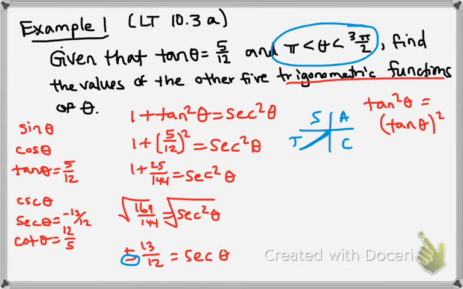Now, because I know secant, I can do the reciprocal function of that. So cosine then is the reciprocal of that, so negative 12/13. And then the last thing I need to do is find sine.